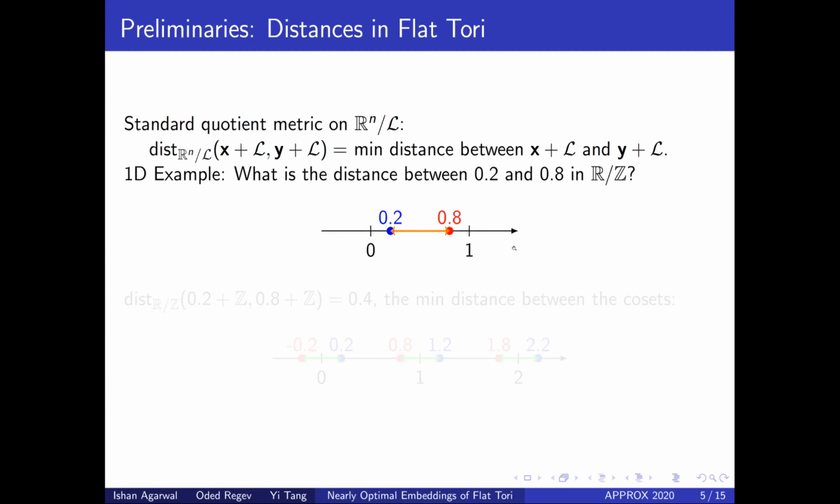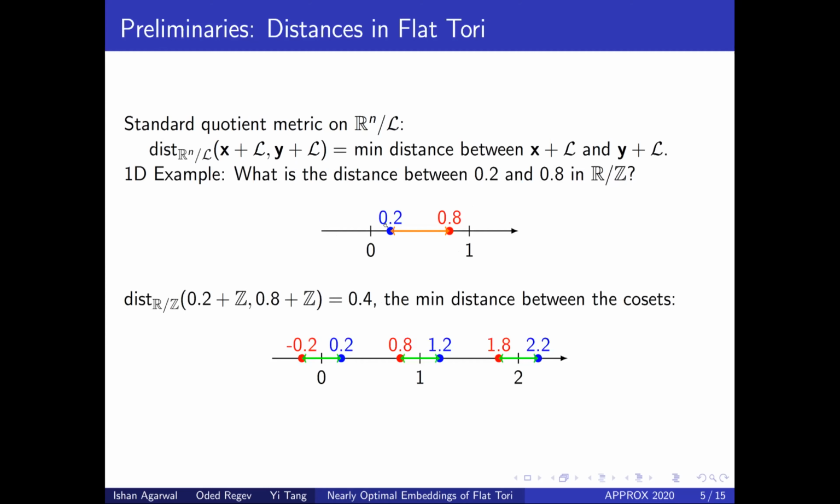So what we need to do is consider the coset 0.2 plus Z. This means 0.2, 1.2, 2.2, and so on. And also the coset for 0.8. And the distance between these 2 points in this torus is actually the minimum distance between their respective cosets. So you see that between 0.8 and 1.2, you can get a distance of only 0.4. So the distance would in this case be 0.4.